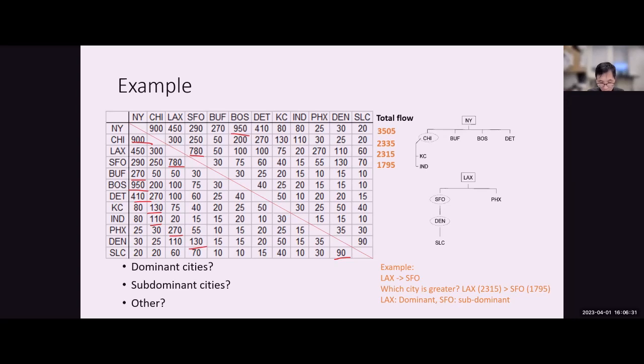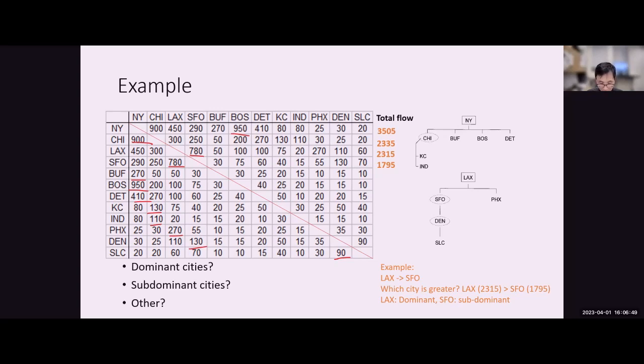For example, you can see the right column, I just sum up the total amount of flow. New York is number one in terms of total flows. The second is Chicago, then LA, San Francisco, Buffalo, and so forth.